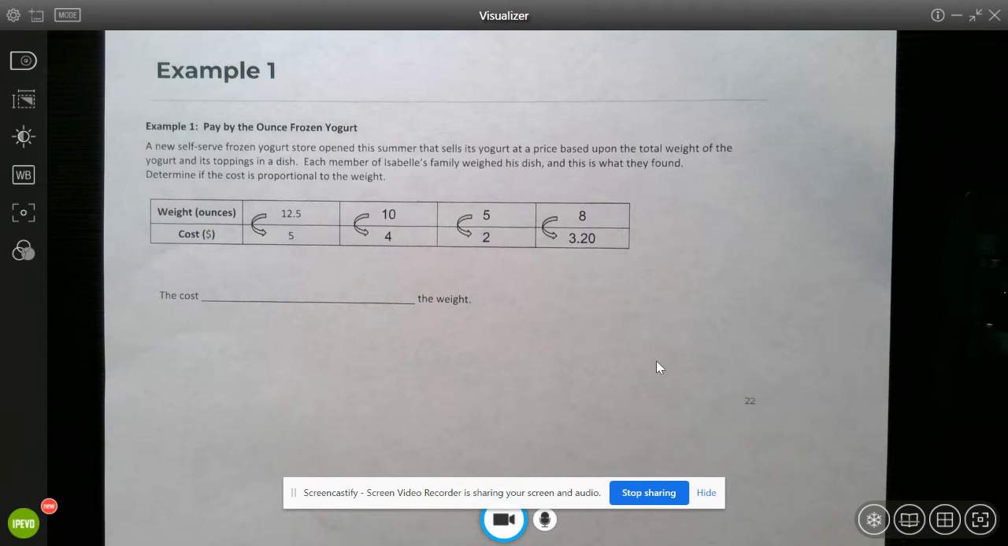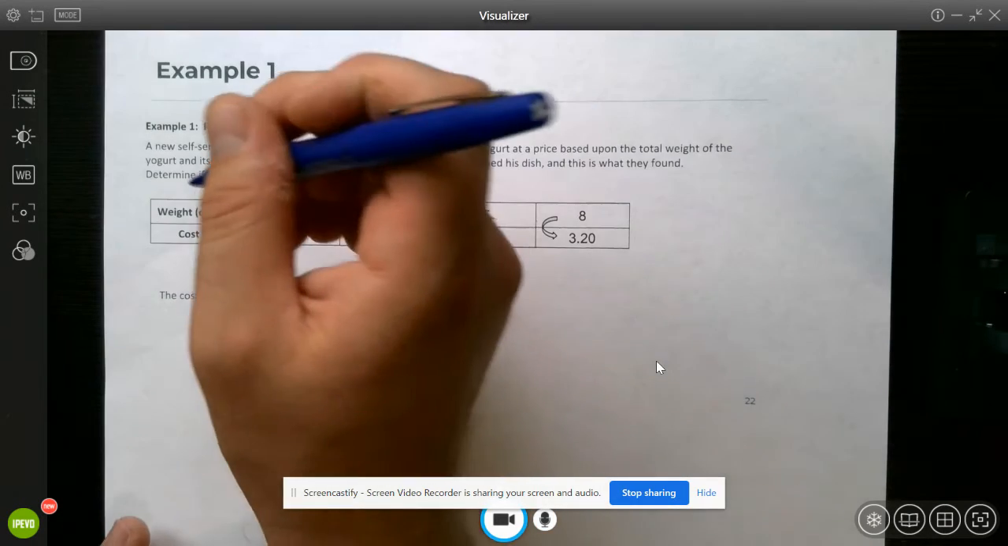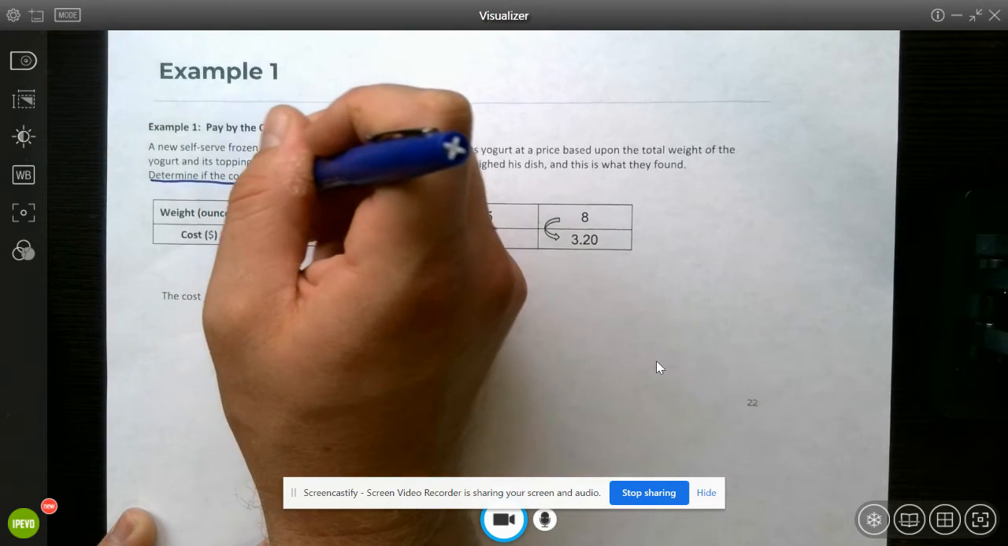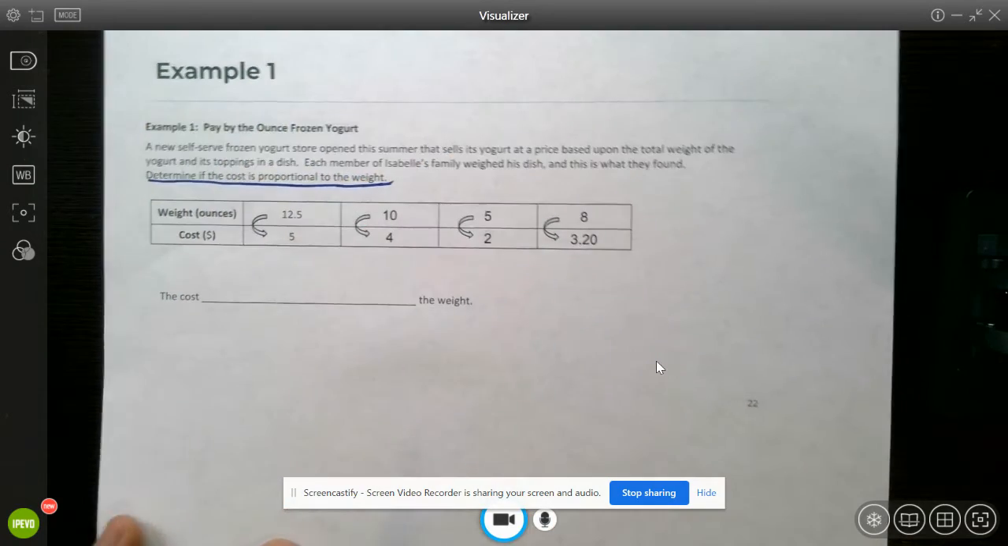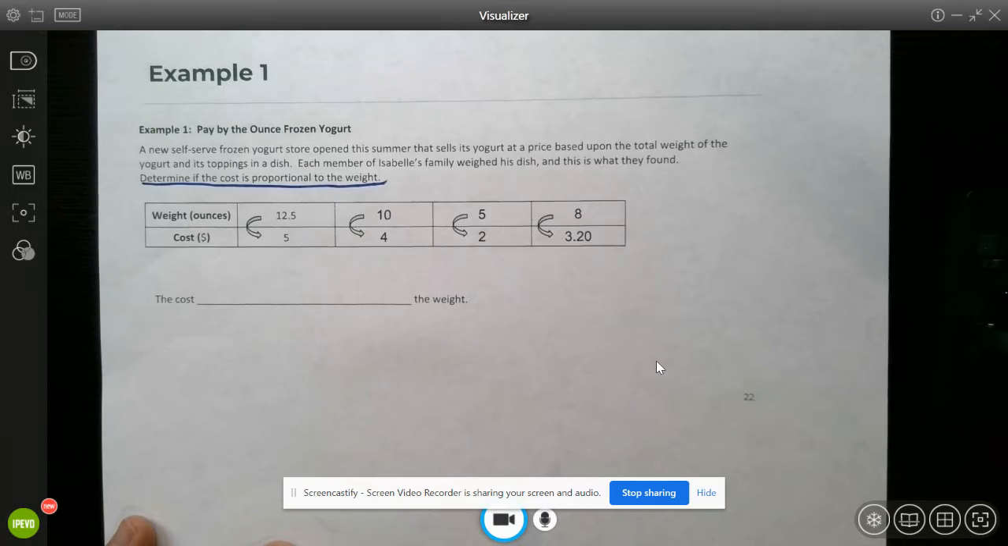A new self-serve frozen yogurt store opened this summer that sells its yogurts at a price based upon the total weight of the yogurt and its toppings in the dish. Each member of Isabel's family weighed his dish, and this is what they found. Determine if the cost is proportional to the weight. So we have to determine if the cost is proportional to the weight.